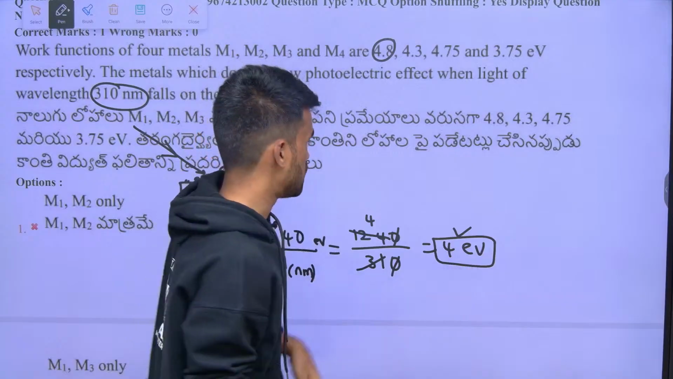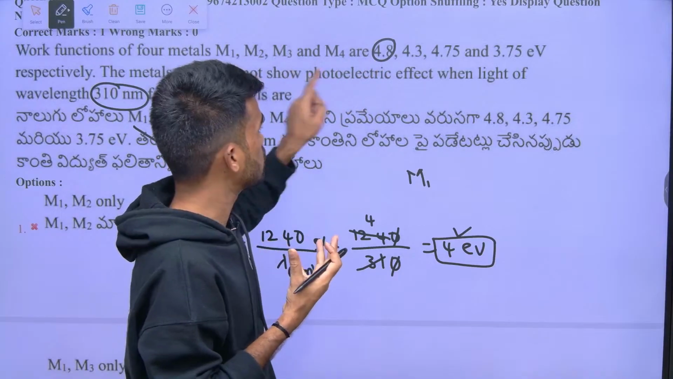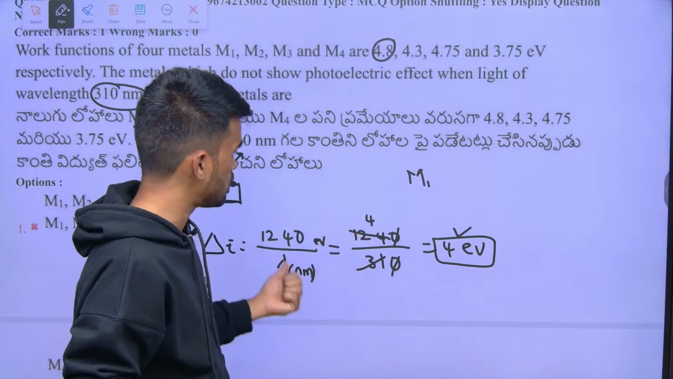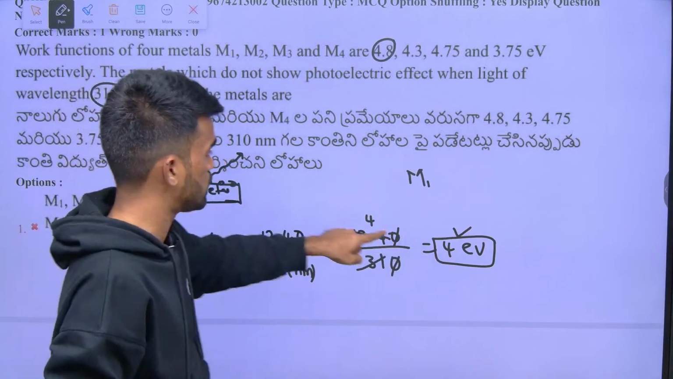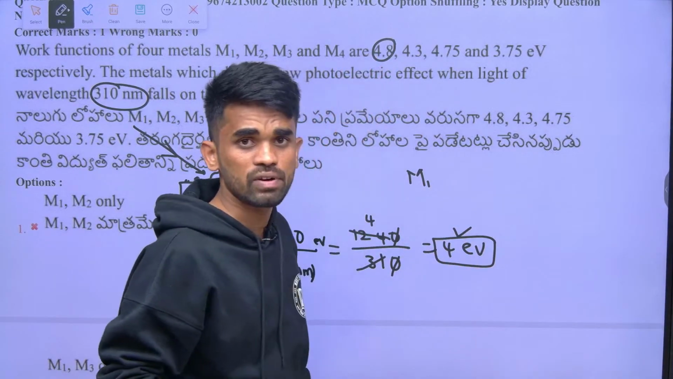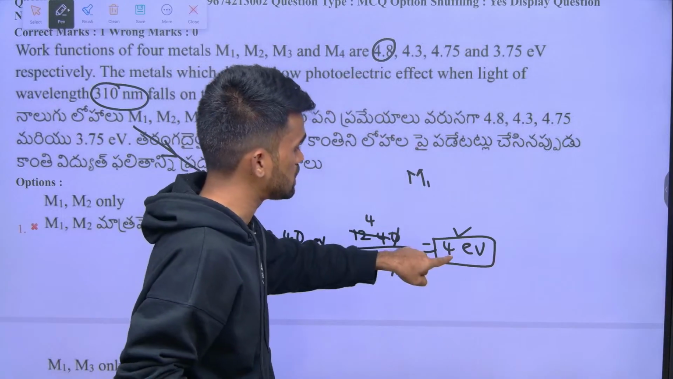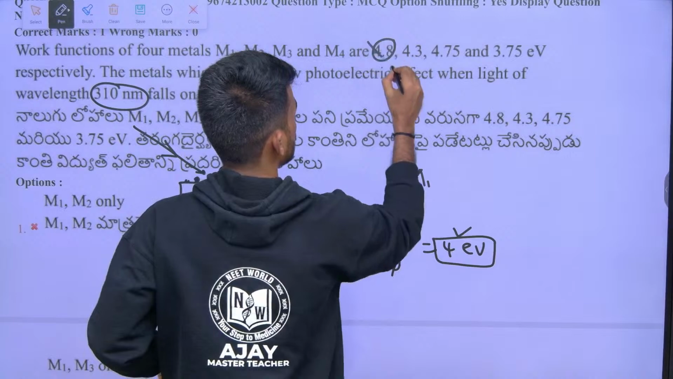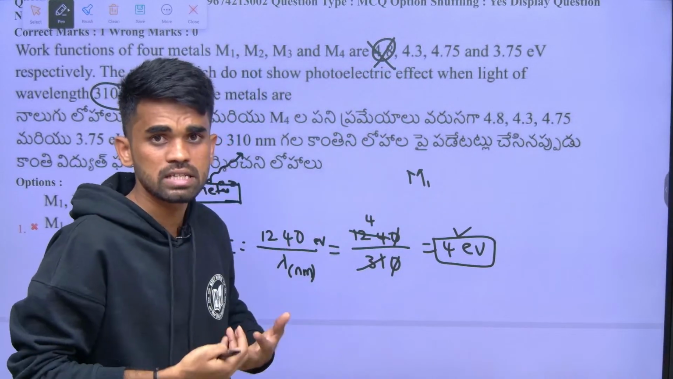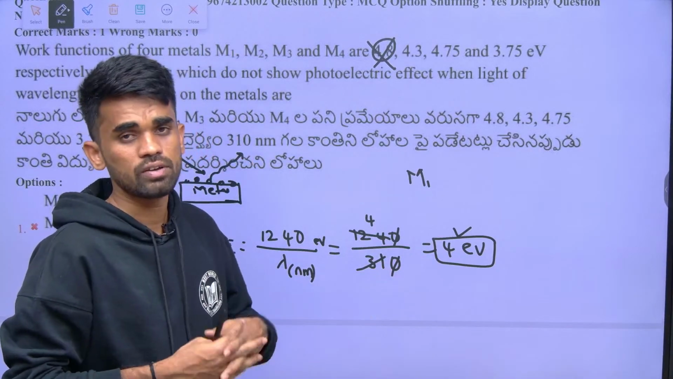For the first metal M1, how much is the threshold frequency, threshold energy or the work function? It is 4.8. So if this wavelength is also associated with either 4.8 or more than that, then only the photoelectric effect can be seen in metal 1. Okay, but it is having 4.8, it is having only 4. So it means in this first one, the photoelectric effect cannot be seen because the value of the work function is more than the value of the supplied or incident energy.